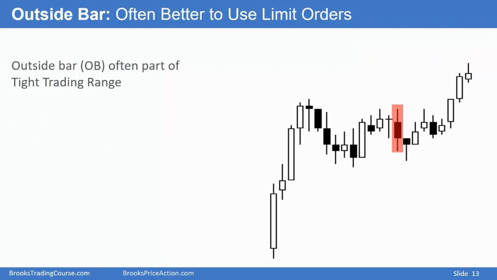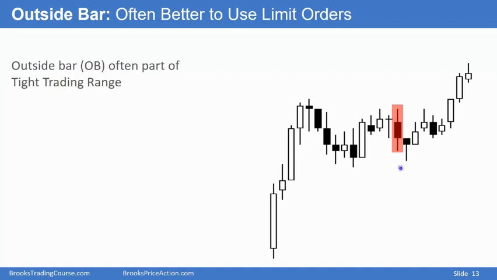I said earlier that outside bars are very common within trading ranges. Here's an outside bar. Here's another outside bar. And it's just part of a tight trading range. They occur very commonly in trading ranges. Trading ranges are constantly trying to break out. And sometimes the breakout can be a single bar and it ends up as an outside bar.